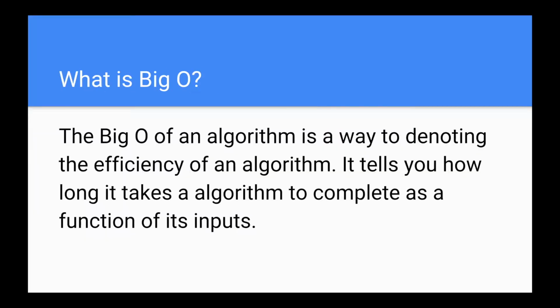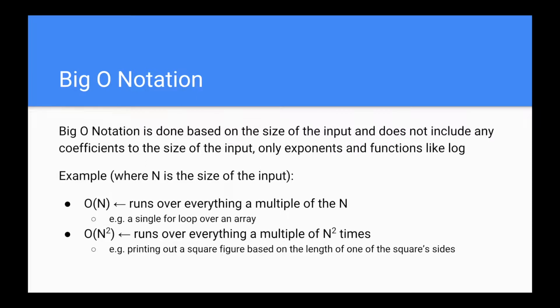Big O. What is Big O? The Big O of an algorithm is a way of denoting the efficiency of an algorithm. It tells you how long it takes an algorithm to complete as a function of its inputs. Big O notation is done based on the size of the input and does not include any coefficients to the size of the input, only exponents and functions like log.